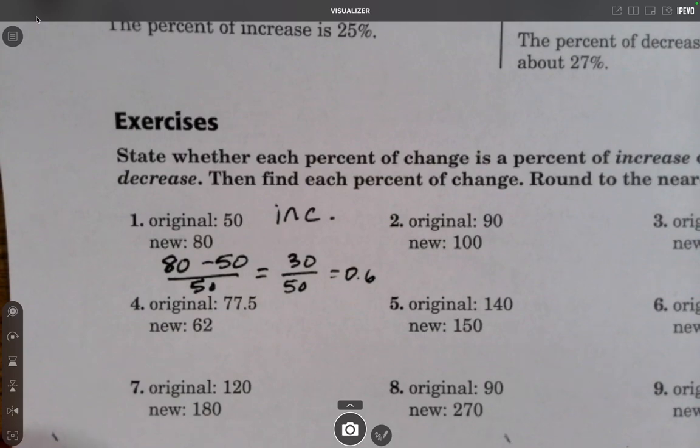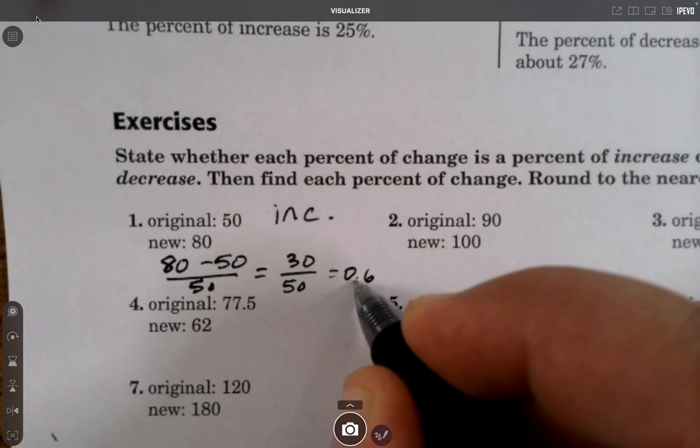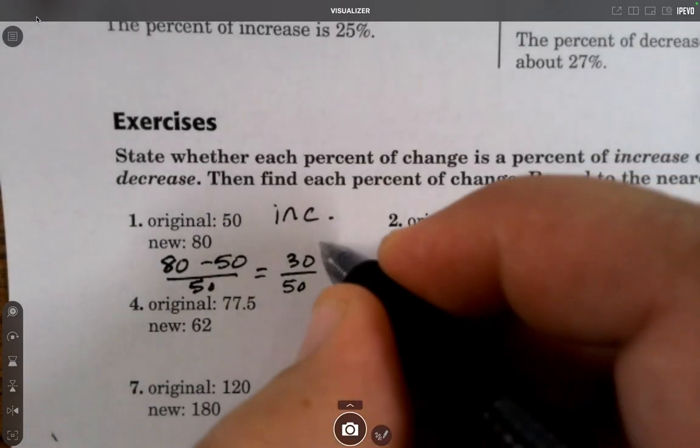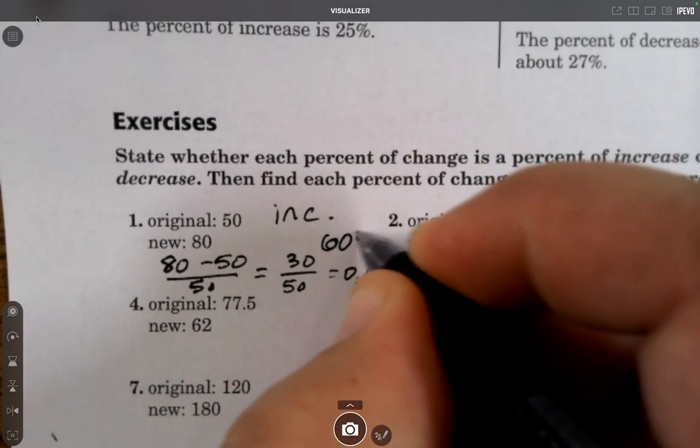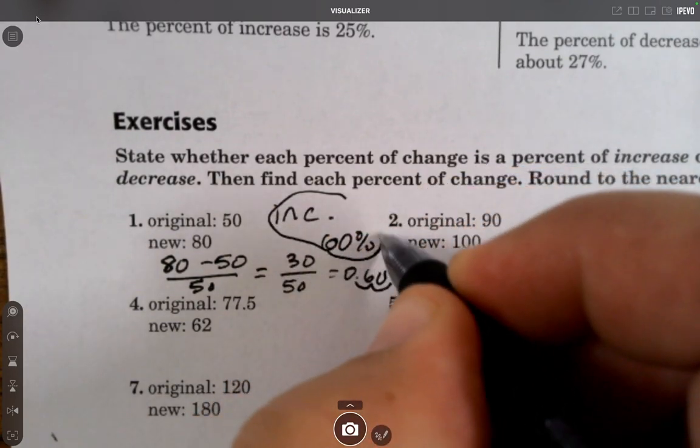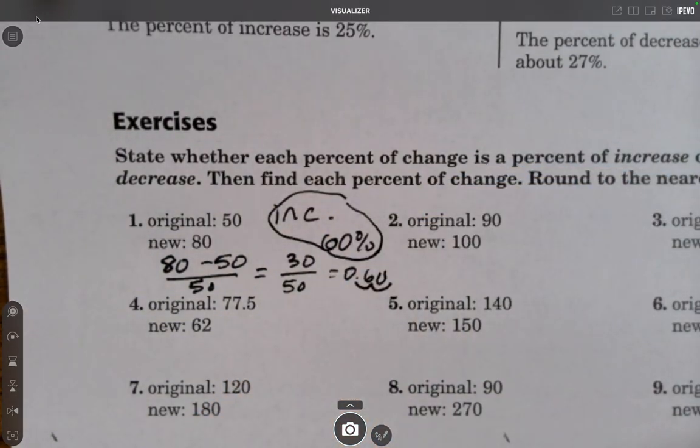And you are welcome to use your calculator and all this. But we want the answer to be not a decimal, but a percent. So we have to move the decimal over 2 spots. So it is 60%. So it was a 60% increase that they saw here.